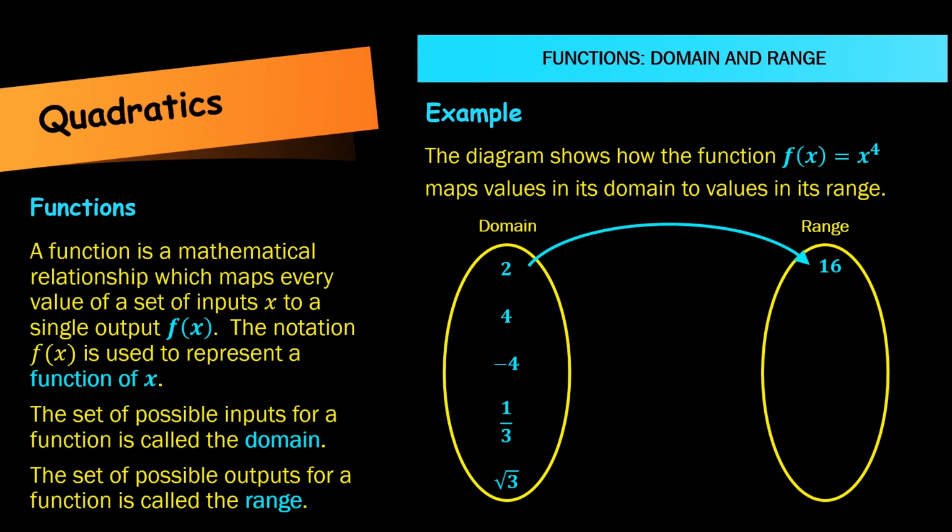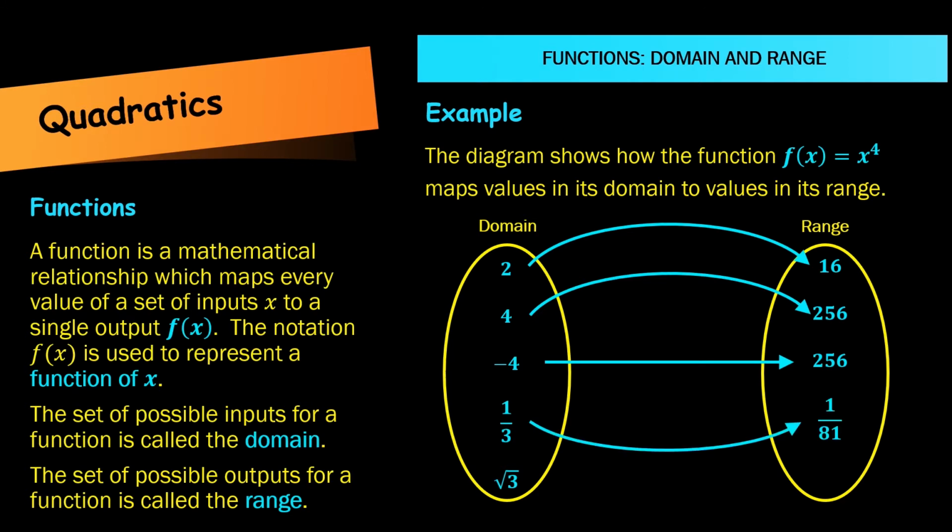The 2 gets mapped to 16, that's 2 to the power 4. 4 gets mapped to 256, that's 4 to the power 4. Minus 4 gets mapped to 256, that's minus 4 to the power 4. A third gets mapped to 1 over 81, which is a third to the power 4. And finally root 3 gets mapped to 9, which is root 3 raised to the power 4.